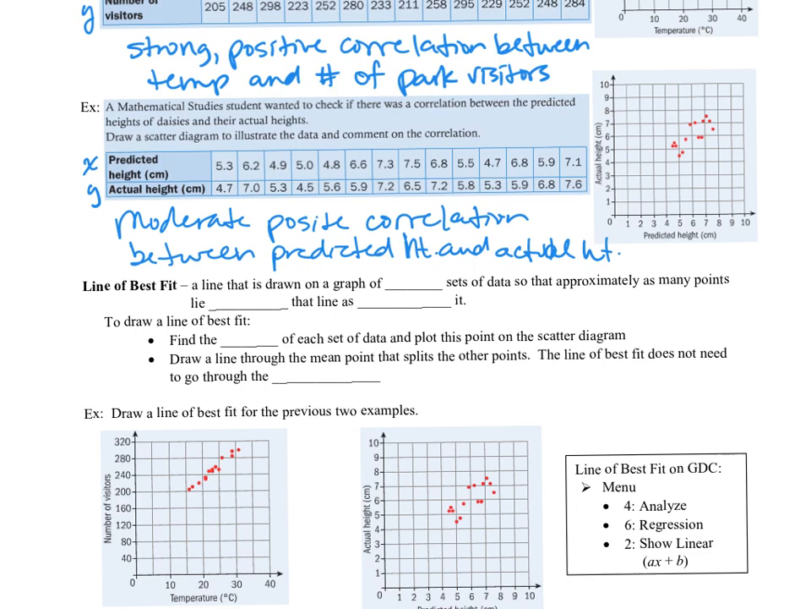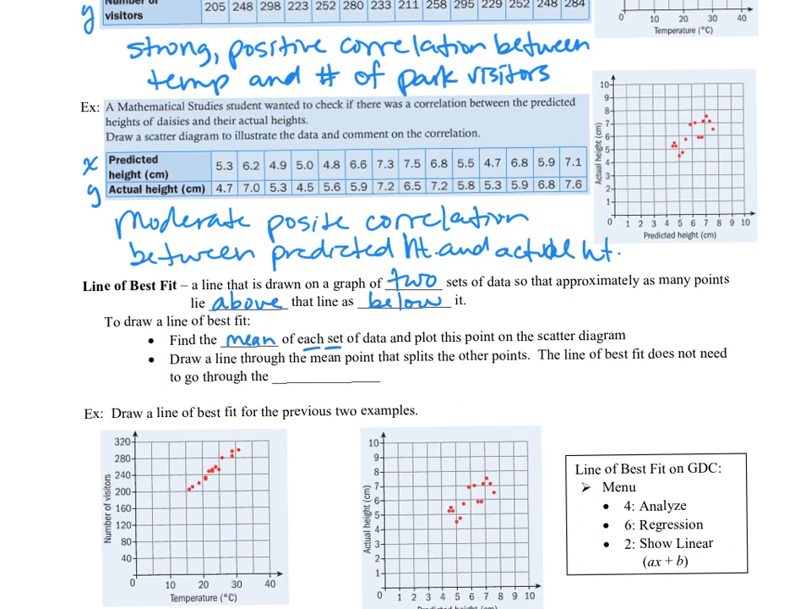So the next thing we're going to talk about is the line of best fit. A line of best fit is a line that is drawn on the graph of the two sets of data so that approximately as many points lie above the line as lie below the line. So how do we go about drawing a line of best fit? The first thing you're going to do is find the mean of each set of data and plot this point. The independent variable will have a mean, the dependent variable will have a mean. That'll give you an ordered pair that you can plot on the scatter diagram.